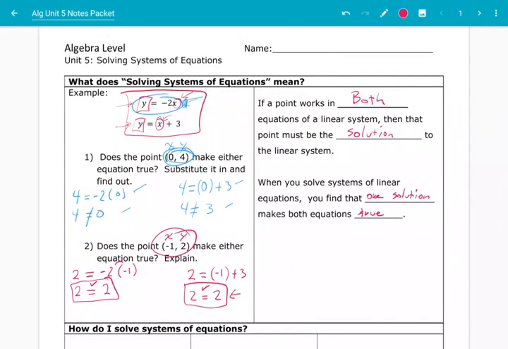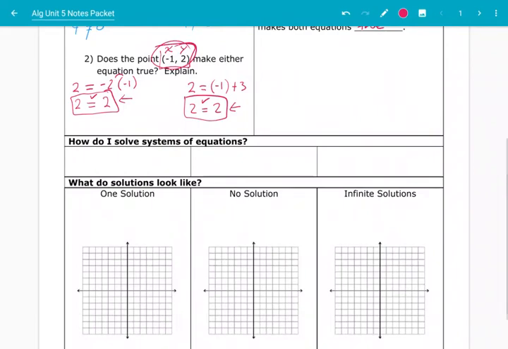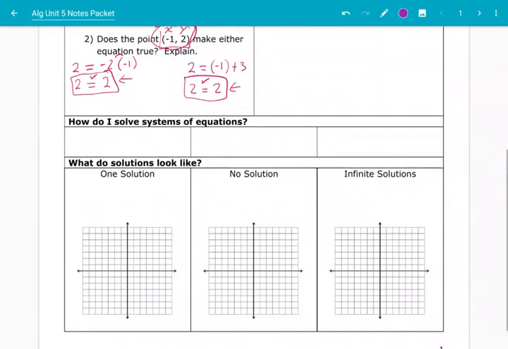Just like here and here. Here's that one solution that makes both equations true. So there's a few methods to solving systems of equations. We can use graphing, which is what we're going to explore today.